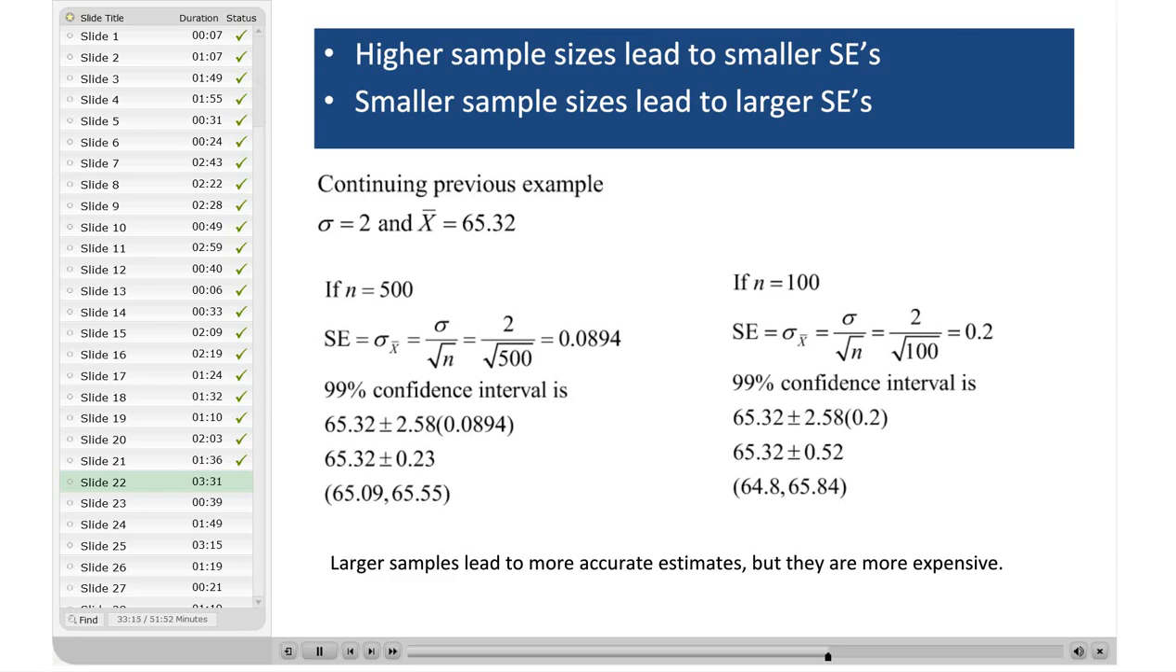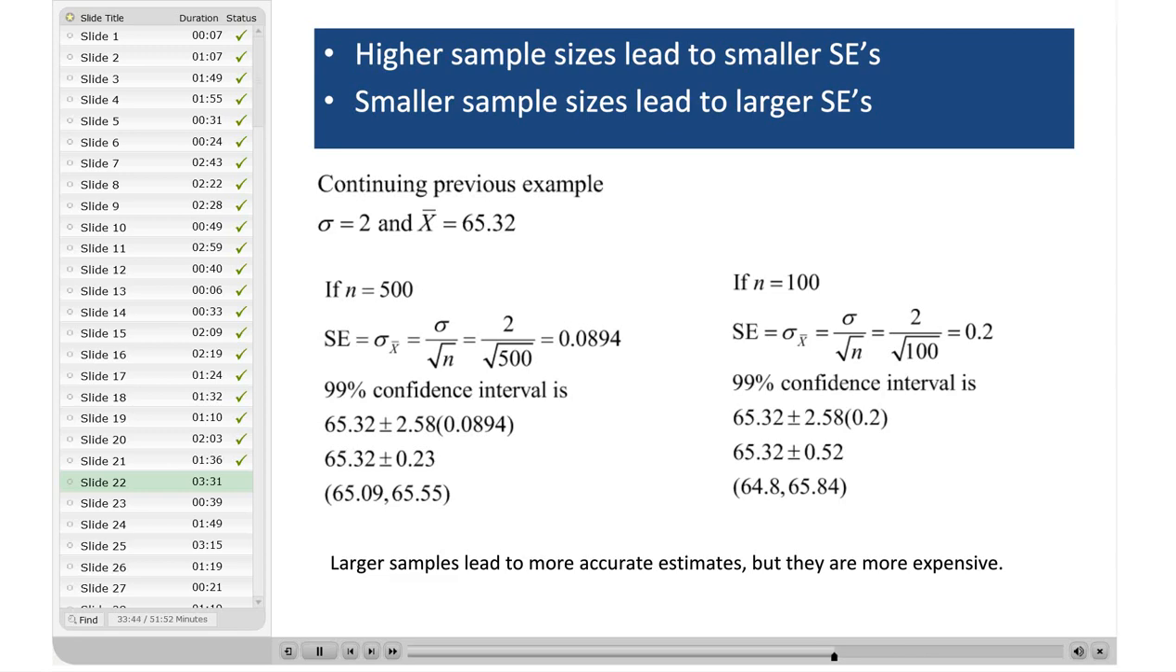And just think a little bit about which one of these confidence intervals is more useful. It's the one on the left, right? Because the one on the left provides a more precise range for what the population mean has to be. The one on the left says we're 99% confident that the population mean for women's heights is somewhere between 65.09 inches and 65.55 inches. There's only a confidence interval length there of about 0.46.